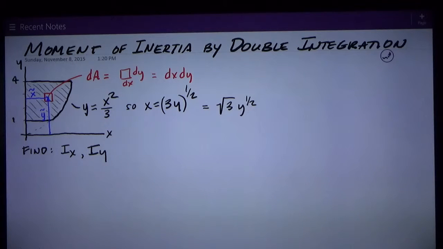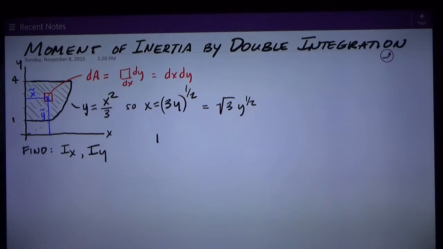I'm looking at the expression of that curve on the right: y is equal to x squared divided by 3. So I just rearrange that and I can say that x is equal to 3y to the 1/2 power, or the square root of 3 times y to the 1/2 power. For the differential element, I'm going to use dA as this red square, dimensions dx by dy, and I show x tilde and y tilde there in blue to that little differential element. Now the purpose of this, as I said, is to find Ix and Iy. So let's do Ix first.